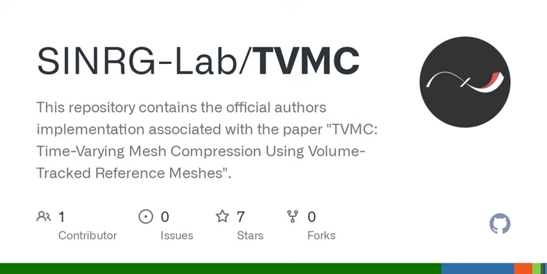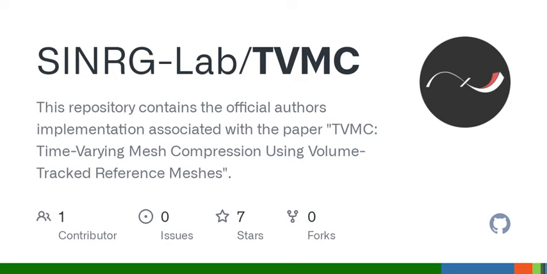Here's where TVMC comes in. It's developed by a team led by Guodong Chen and combines tracking techniques to compress these time-varying meshes. This tracking makes sure that the mesh adjusts seamlessly to movement, much like how our bodies adjust when we move. It's about preserving the essence of motion while optimizing storage. But how do they achieve it? Let's take a closer look at the steps in this process.